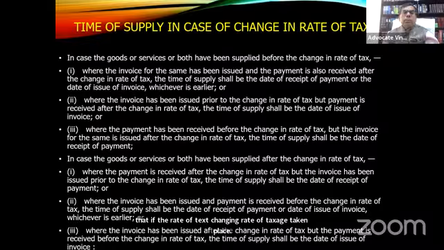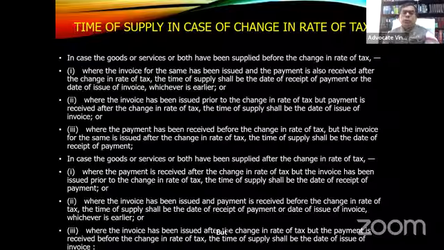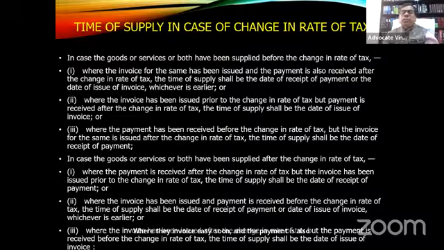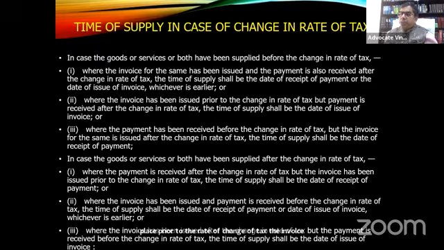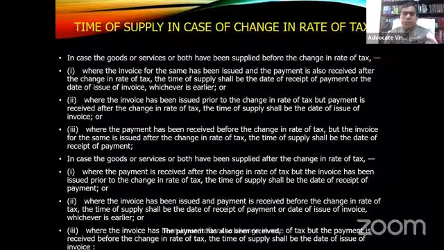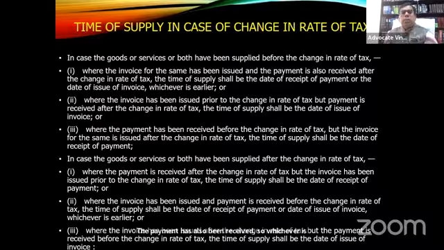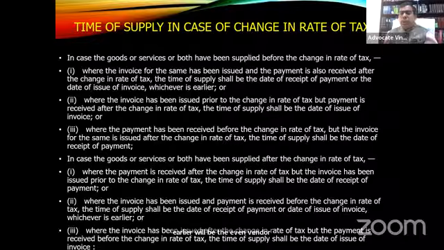But where the invoice is issued and the payment is also received prior to the change in rate of tax, then the time of supply shall be the date of issue of invoice or date of receipt of payment, whichever is earlier. The reason is that the taxable event has already taken place prior to the change in rate of tax. The invoice has also been raised prior to the change, and the payment has also been received. So whichever is earlier will be the event when the rate of tax will apply.